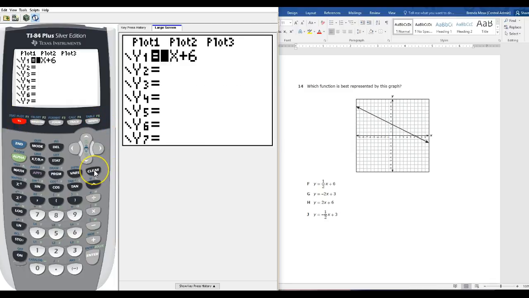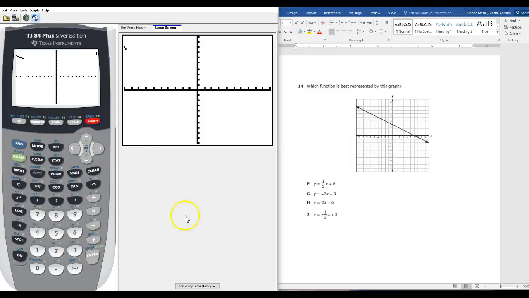Go back to y equals, I'm going to press clear. This time I'm going to model for you the parentheses. I'm going to press the negative sign, parentheses, 1/2 x. And you may want your students to put the parentheses around the 1/2 so that they get used to the idea that it's 1/2 times x, and then plus 3, and then press graph.